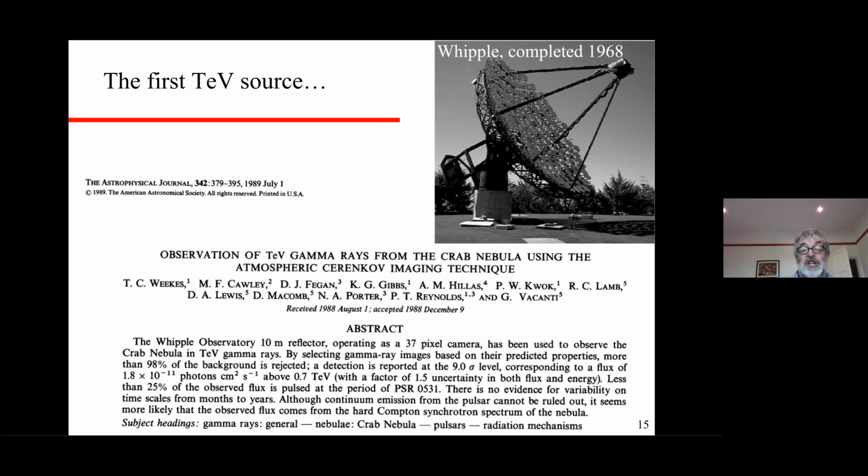And after 2 decades of work, which gives you some idea of how difficult this technique actually is, they were able, in 1989, to publish the first observation of gamma rays from a source in the cosmos, the Crab Nebula, using this method. So that's the basic idea we're pursuing further.